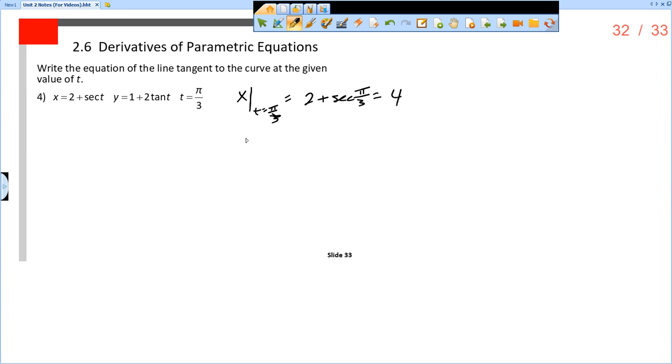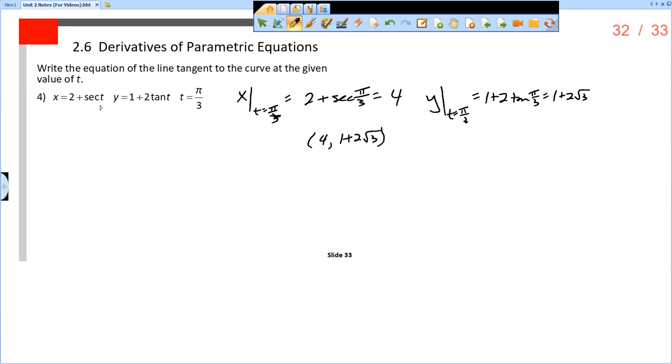Then I also want to evaluate y when t is pi over 3. So 1 plus 2 times the tangent of pi over 3. Tangent of pi over 3 is root 3, so this would be 1 plus 2 root 3, and I cannot simplify that any further. So my point is going to be 4, 1 plus 2 root 3.